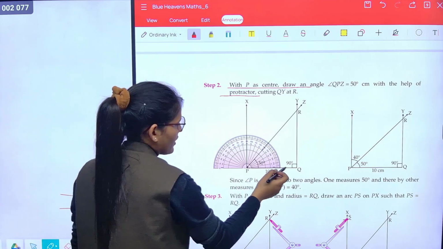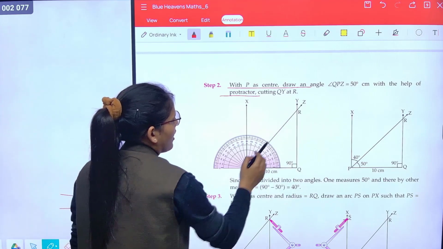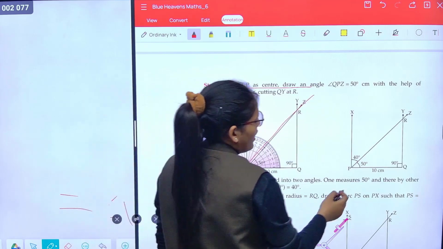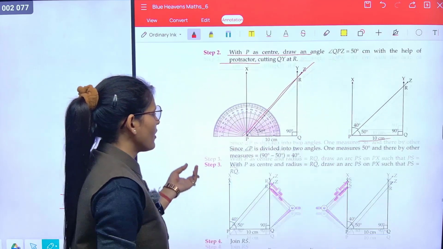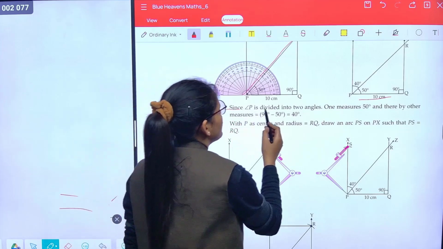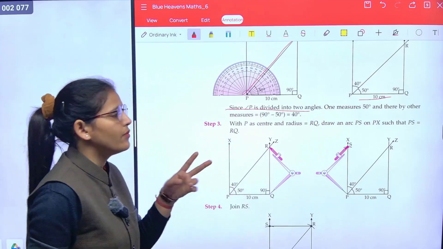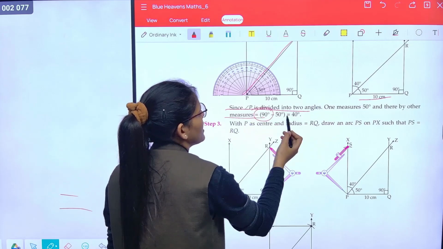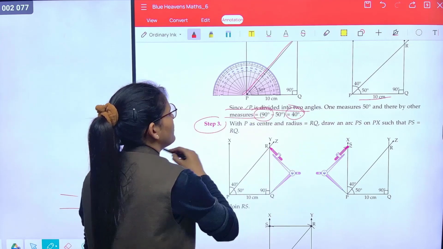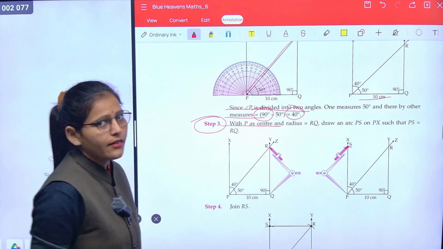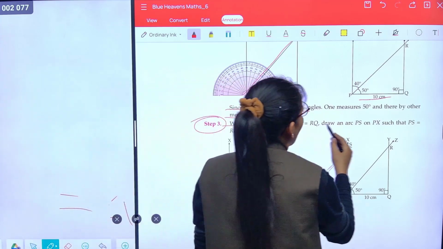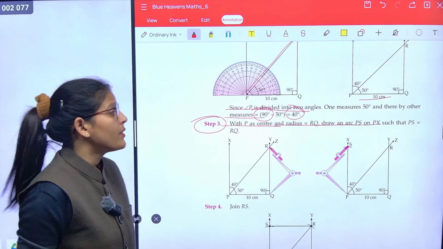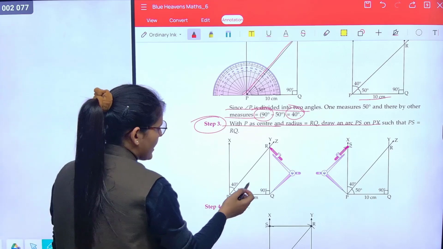Cutting QY and R, that is. Now again, since angle P is divided into two angles, one measures 50 degrees, thereby the other angle measures 90 minus 50, 40 degrees. Step 3, with P as center and radius RQ, draw an arc PS on PX.